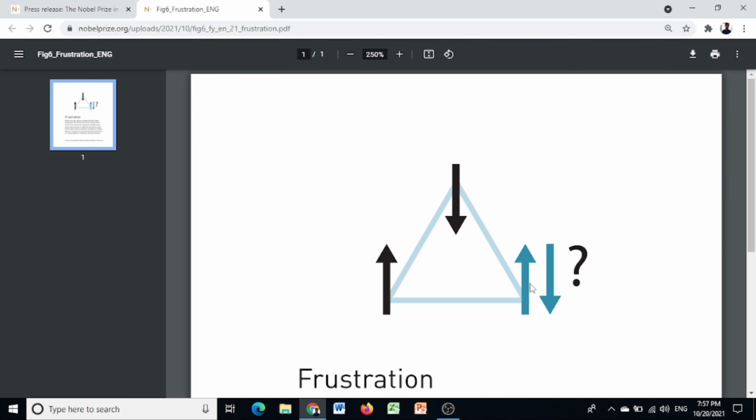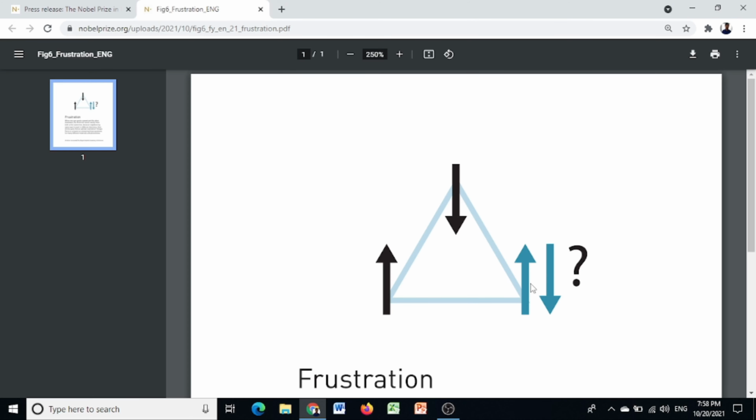Geometrical frustration is an important feature in magnetism, where it stems from the relative arrangement of spins. A simple 2D example is shown in the figure. Three magnetic ions reside on the corners of a triangle with antiferromagnetic interactions between them. The energy is minimized when each spin is aligned opposite to its neighbors.